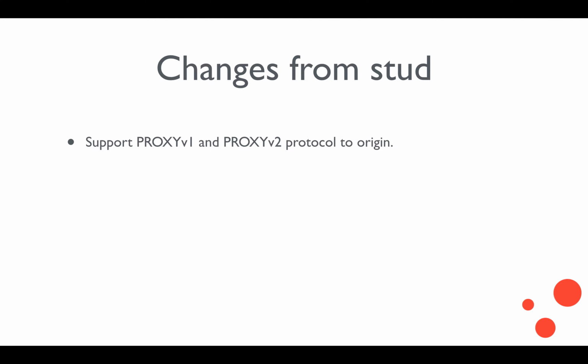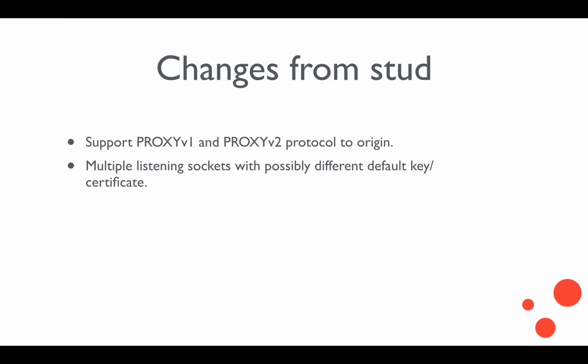There are two versions of this protocol: the textual version, which is V1, and the second version, which is the binary version. We've fixed up and implemented proper support for both of these in Hitch, and we also support both proxy V1 and V2 in Varnish now. And moving on, we've implemented support for multiple listening sockets, and you can set a default certificate for each listen socket, in the event that you don't use SNI. Of course, we also support SNI with and without wildcard.